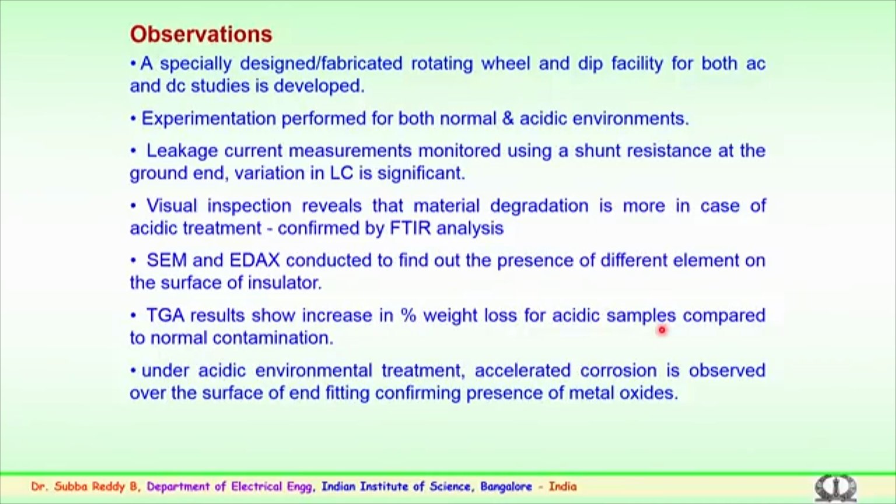This data was obtained from the literature, and the contaminants were simulated for the acidic rain. Then for leakage currents, as mentioned, a small leakage current arrangement was developed, and the measurements were monitored using a shunt resistance at the ground end. The variation of leakage current data obtained is very significant to quantify, analyze and interpret, and gives an idea of the sample conditions.